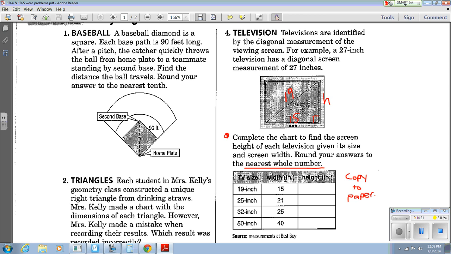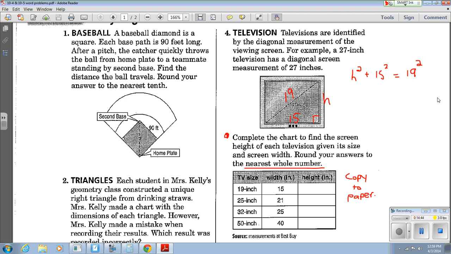Well, notice I'm always after the height. So I am going to use h this time because I want the height. I want my letter to work with the Pythagorean theorem. I'm actually going to know that the height squared plus 15 squared equals 19 squared.